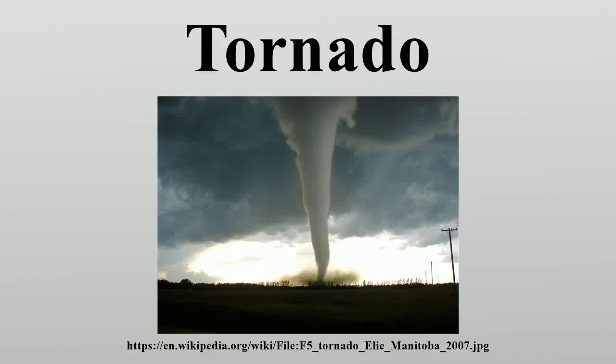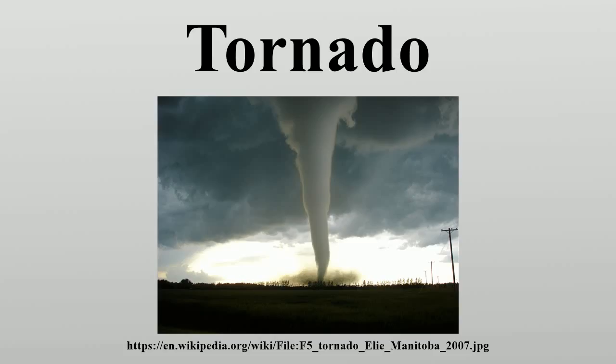A tornado is a violently rotating column of air that is in contact with both the surface of the Earth and a cumulonimbus cloud or, in rare cases, the base of a cumulus cloud. They are often referred to as twisters or cyclones, although the word cyclone is used in meteorology, in a wider sense, to name any closed low-pressure circulation.